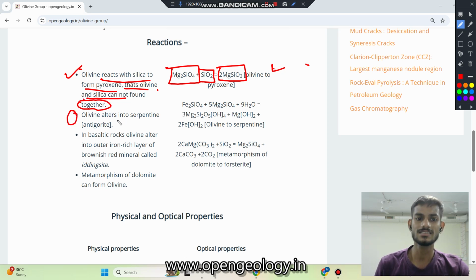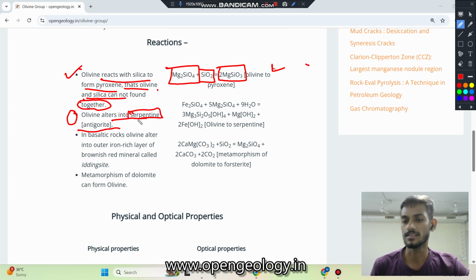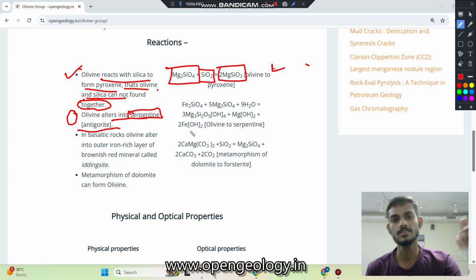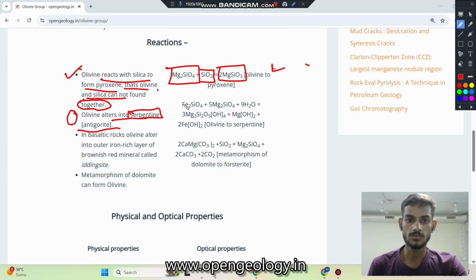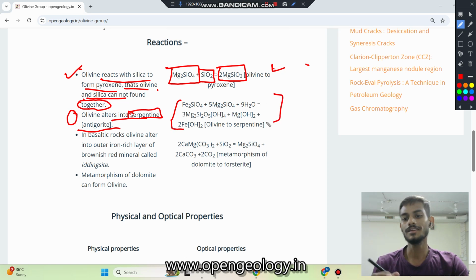Now another reaction is olivine alters into the serpentine antigorite. Serpentine is a group of minerals where there are three minerals and one of them is antigorite. So this is the reaction of olivine altering into the serpentine.